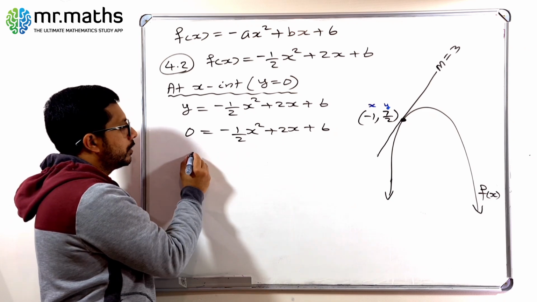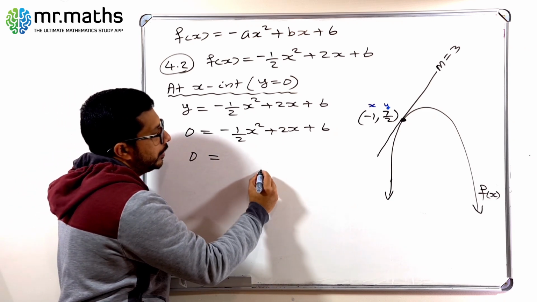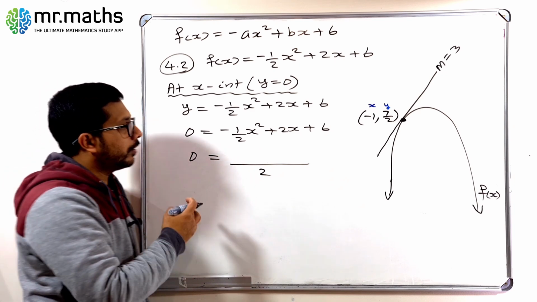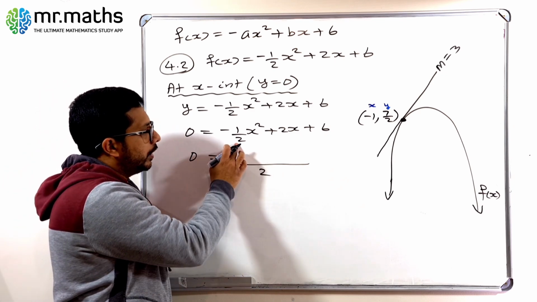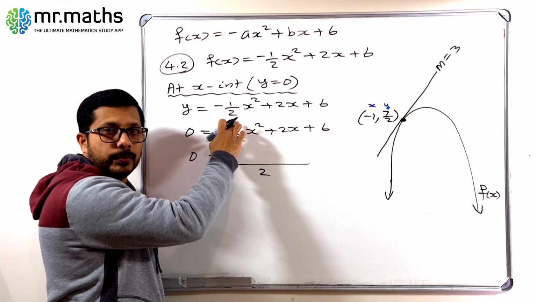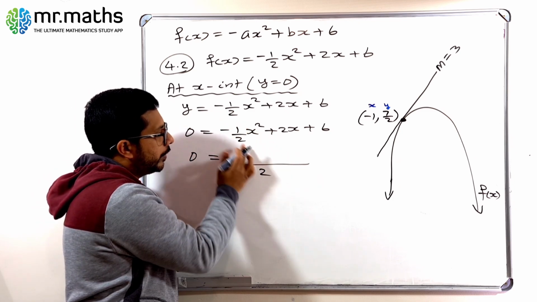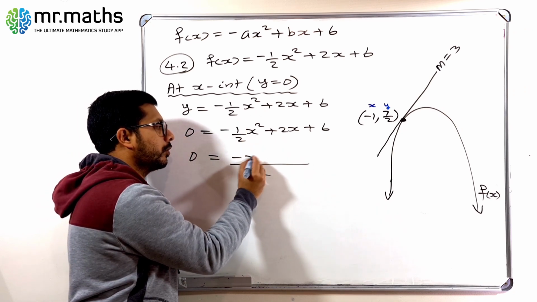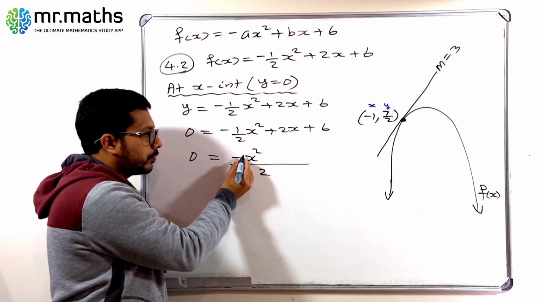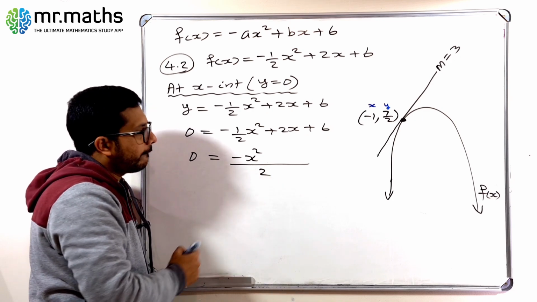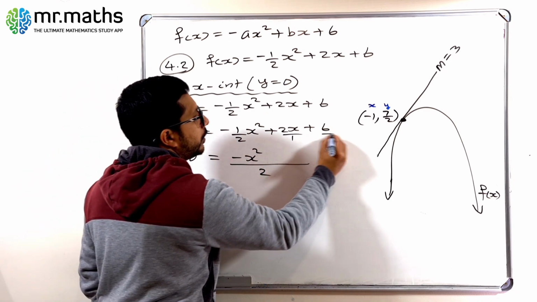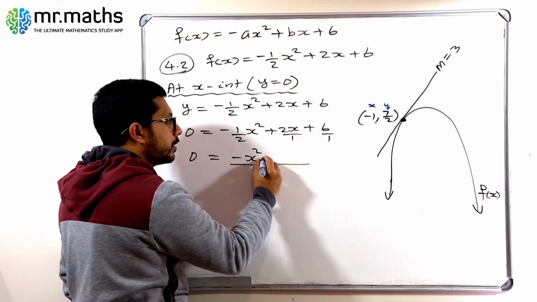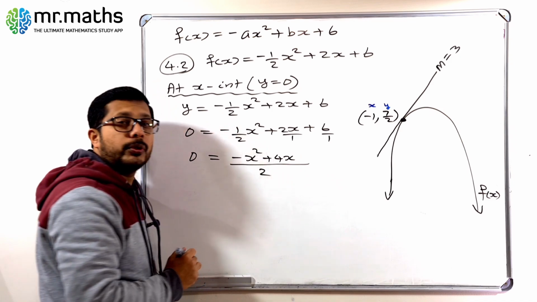Okay, so 0 is equal to, if I take 2 as the LCM, take the shortcut method. Now you are in grade 12. 2 divided by 2 is 1, 1 times minus 1 x square is minus x square. Then here it is 1, so 2 divided by 1 is 2, and 2 times 2x is 4x. I hope you know that method.